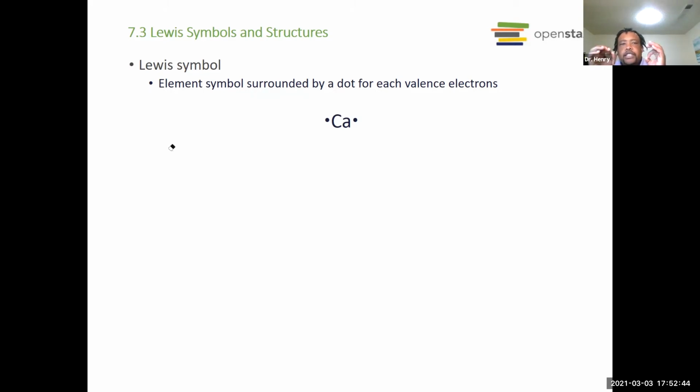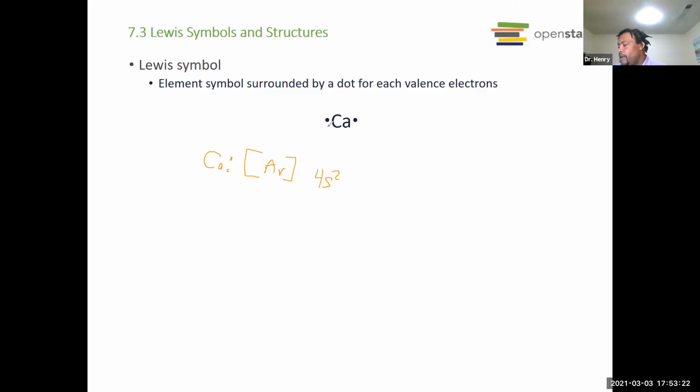we basically use dots to represent the number of valence electrons that an atom has. Like for instance, calcium, if you remember the periodic table, calcium is argon 4s2, meaning that there's only 2 valence electrons. This is the electron configuration. And so we'd represent it as Ca with 2 dots.